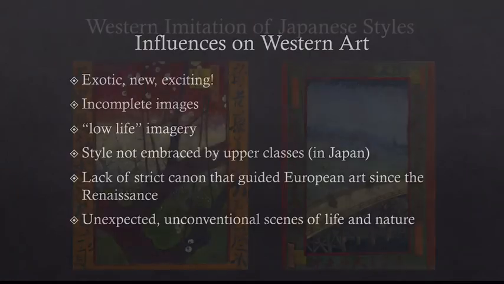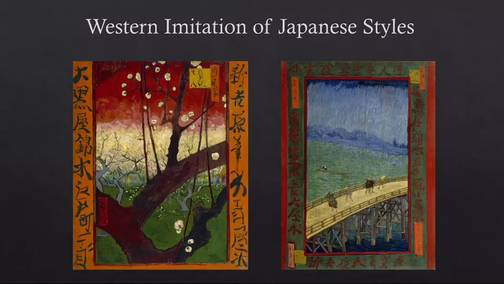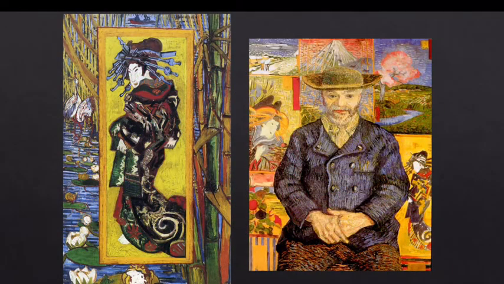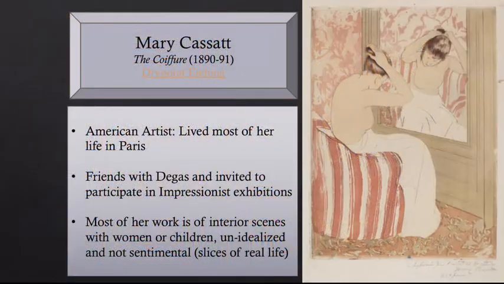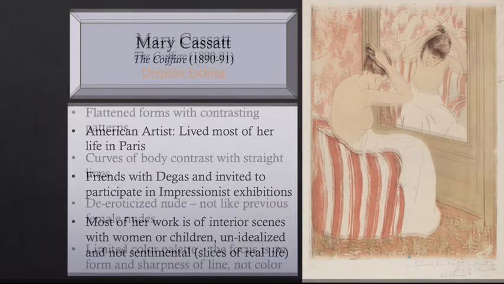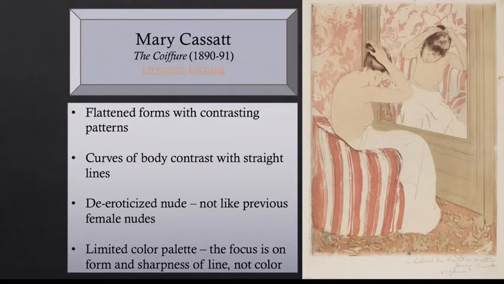This was really influential. Western artists, including Van Gogh, are imitating Japanese styles. Here you see some examples of this. Another artist that imitated Japanese style was Marie Cassette and the Coiffure. She's an American artist who spends most of her time in Paris, and this is really an homage to Japanese styles.